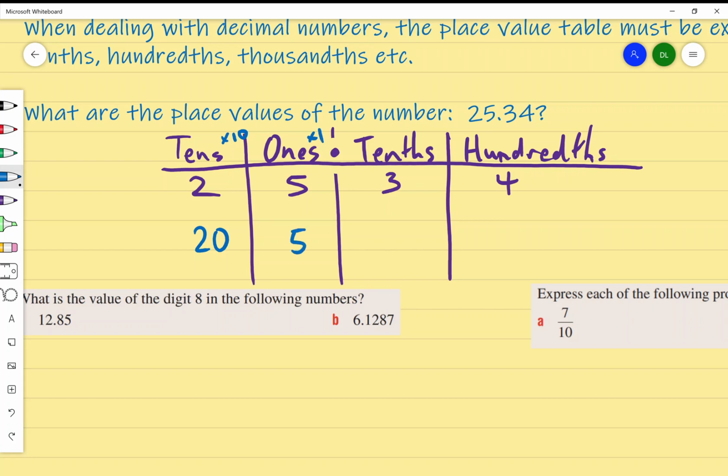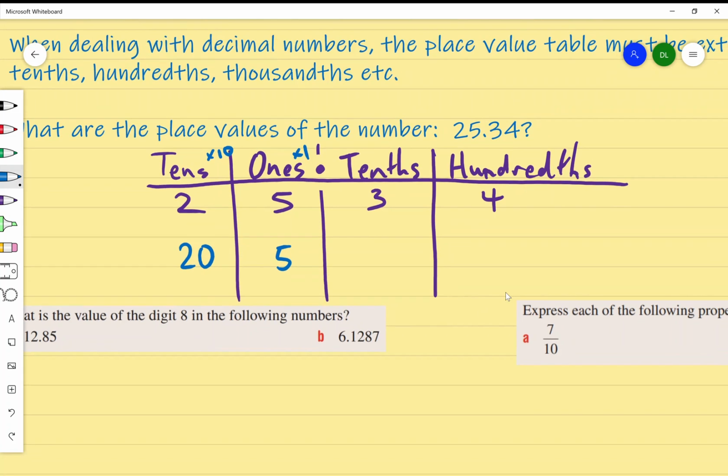Now, what is a tenth? A tenth of a whole number. Does anyone know how we'd write that as a fraction? Good. 1 over 10. That is a tenth. Okay?